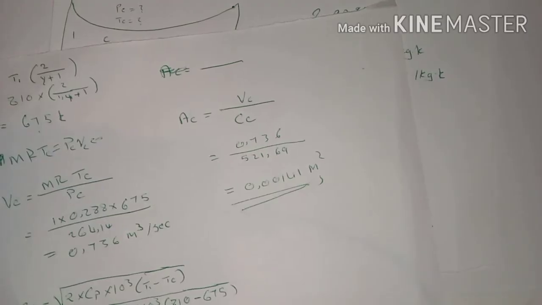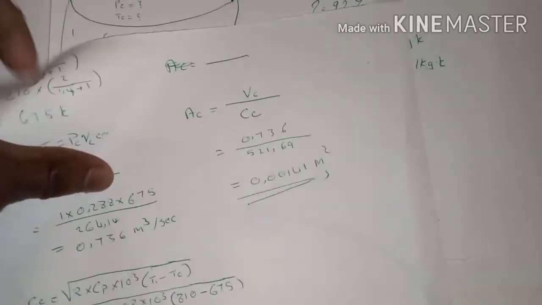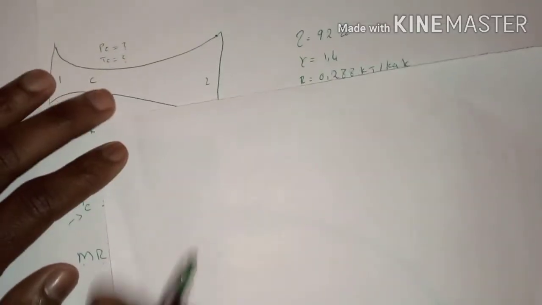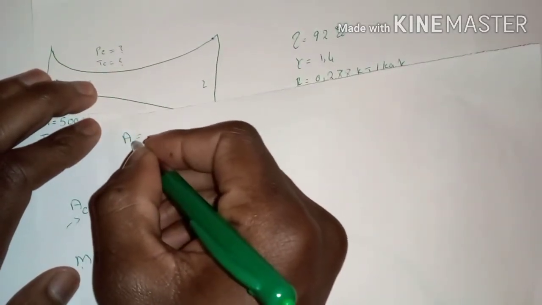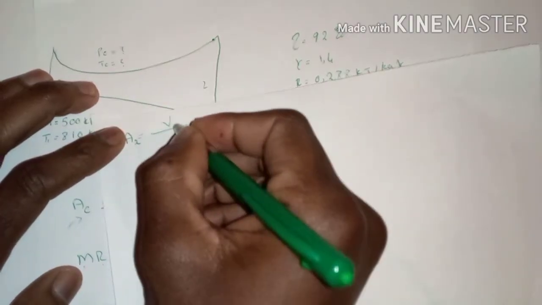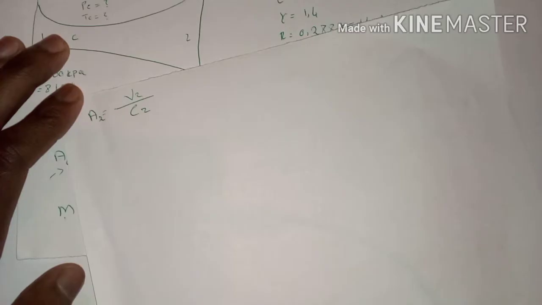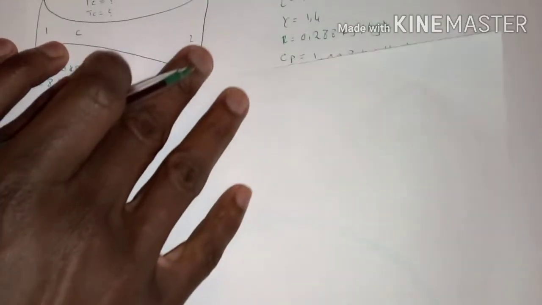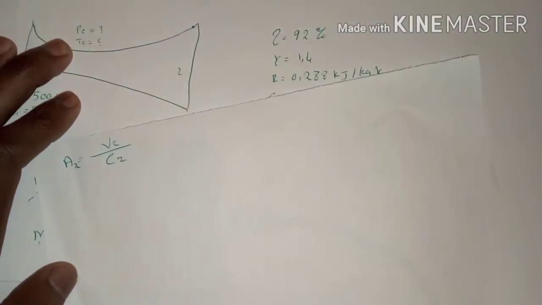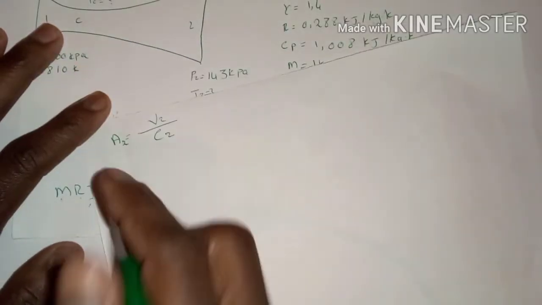We are also asked to calculate for the area at the exit or the outlet. So the area at the outlet is equal to volume number 2 over velocity number 2. Remember, we're told about the adiabatic efficiency, and we're told that we are to assume that all the losses take place after the trough. So when we're dealing with this one, we have to take the adiabatic efficiency into consideration.